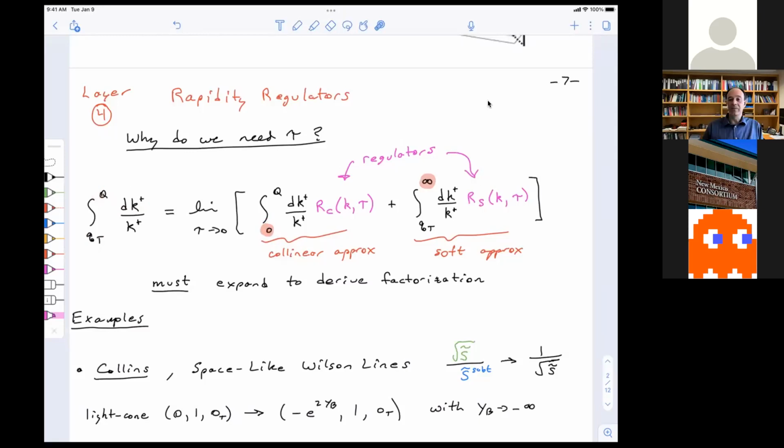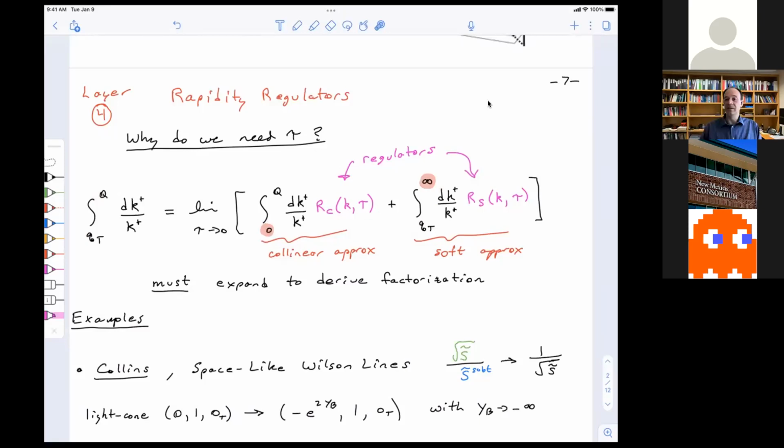In the soft approximation, it's the opposite. Now your k plus is of order q_T, and you expand it with big Q going to infinity. So you replace the upper limit by infinity. Again, there's a logarithmic singularity, light cone singularity, rapidity singularity. And these singularities are not going to be regulated by dimensional regularization. It just doesn't regulate the singularities. So you need an additional regulator, and that's what this rapidity regulator is.